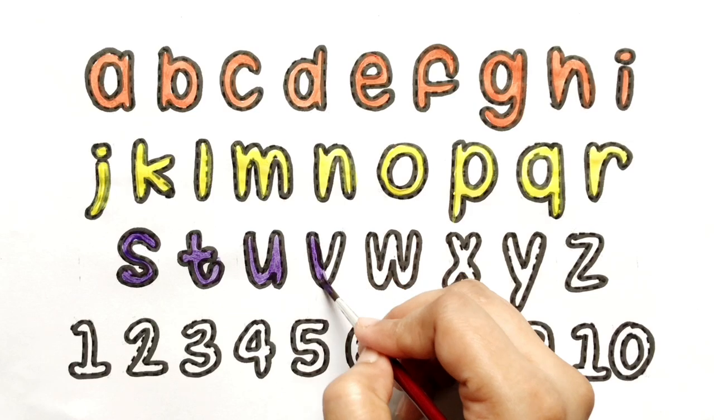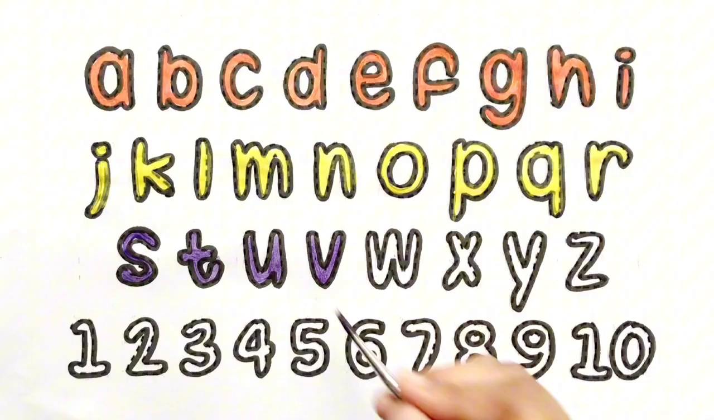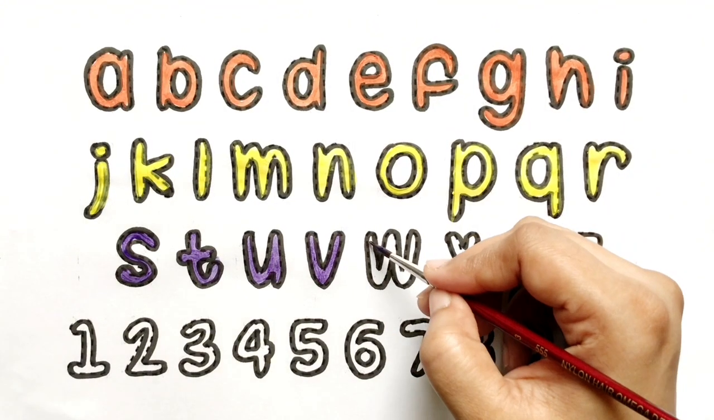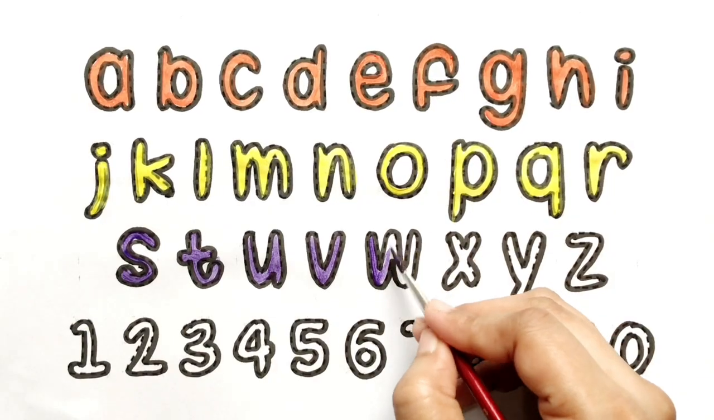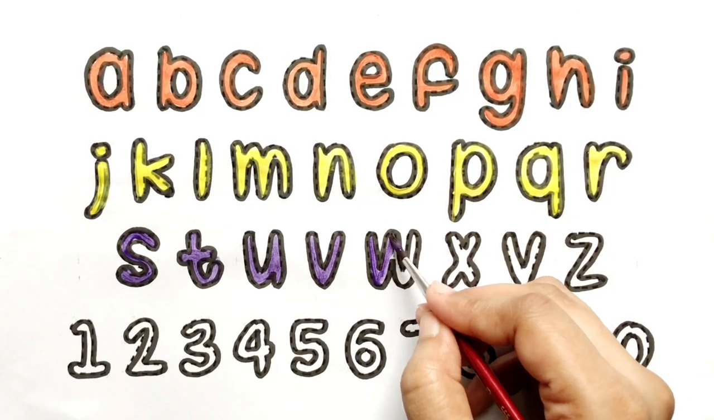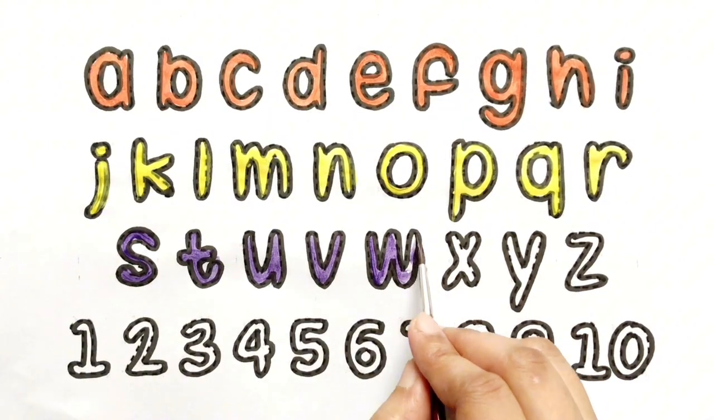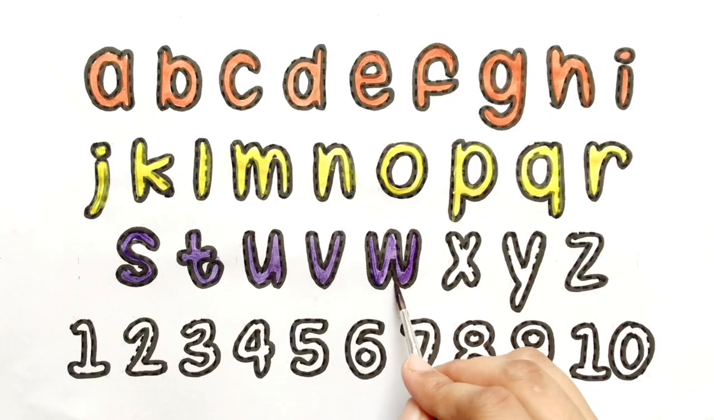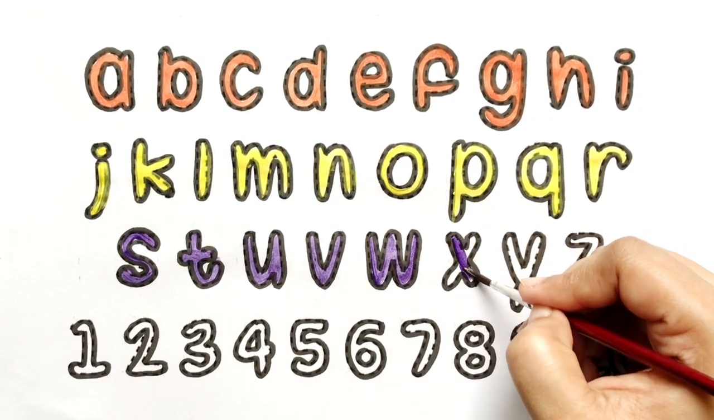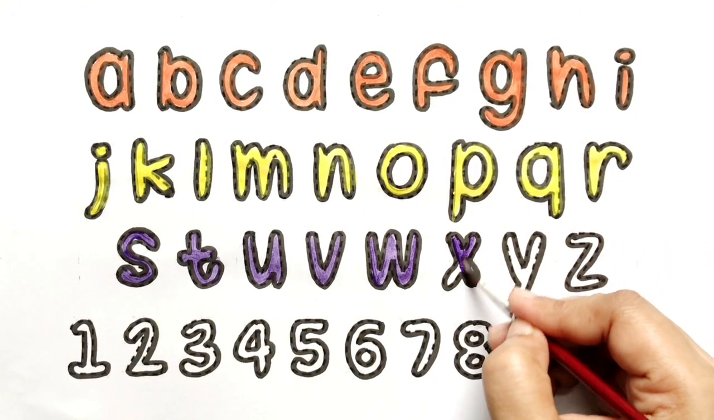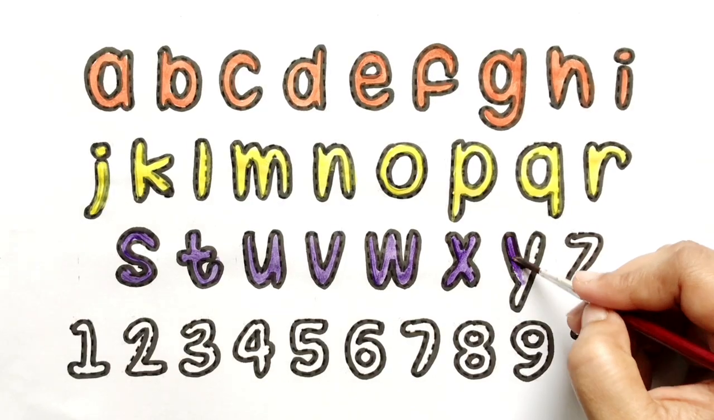V for violin. W for watermelon. E, F, G, H, I, J, K, L, M, N, O, P, Q, R, S, T, U, V, W, X, Y, and Z. X for xylophone. My ABCs. Next time, won't you sing with Y for yellow.